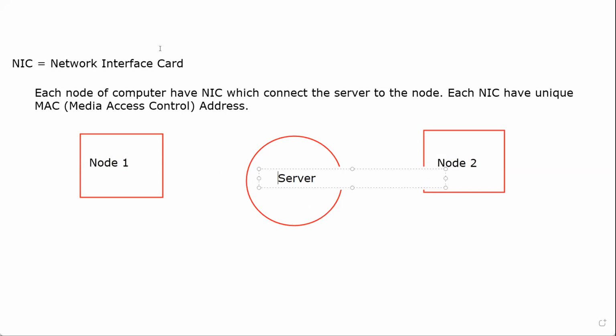What we have to do now? Suppose every node has one NIC card. So I'll just make a NIC card as well. This is NIC 1, and node 2 has NIC 2.